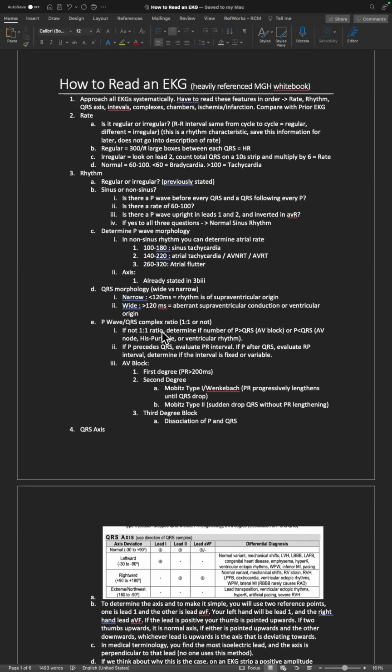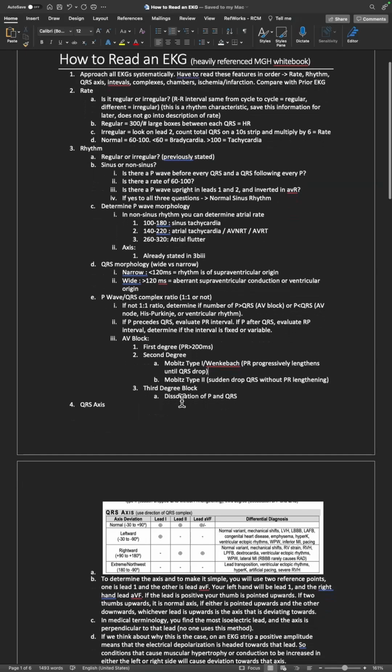If the P precedes every QRS, you evaluate the PR interval. If the P is after the QRS, evaluate the RP interval, and then determine if the interval is fixed or variable. The different types of PR interval abnormalities are AV block first degree, second degree, and third degree. First degree is a PR interval greater than 200 milliseconds, but there's no QRS drop. Second degree, you have Mobitz type 1, Wenckebach, which is where the PR interval progressively lengthens until there's a drop in the QRS. Then you have Mobitz type 2, which is a sudden drop in the QRS without PR lengthening. And then you also have third degree block, which is a dissociation of P and QRS.